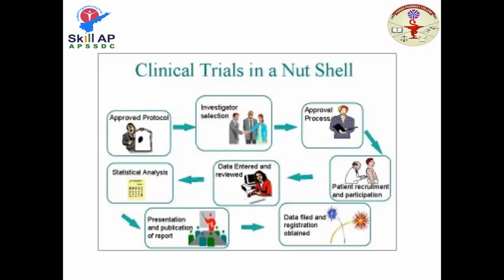Before going for a clinical trial, we have to get approval for the protocols we are going to follow while performing the clinical trial. So after investigator selection, we will go through the approval process. Next, after approval, based on the protocol, we will recruit the patients and divide them based on their number. We will allocate them to study groups, and after giving our drug of choice or devices, we will enter the data and review it, and after that we will analyze the data using statistical analysis.